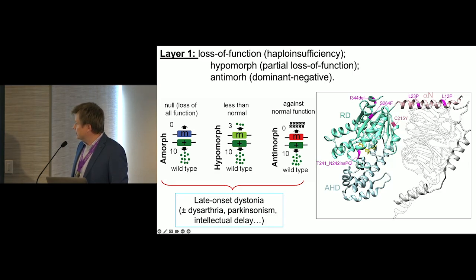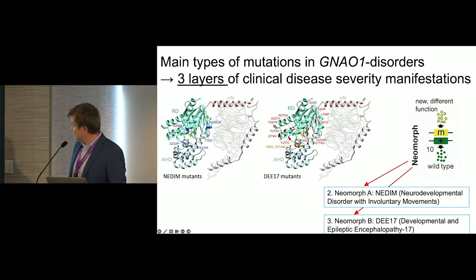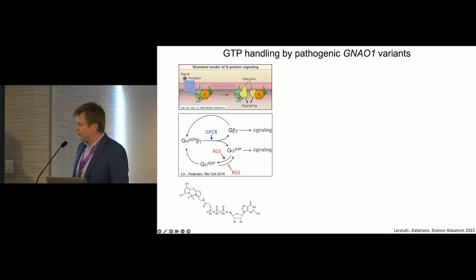So these mutations, and there are many more, of course, described by other clinicians and researchers in the field, fall into this first layer of the clinical severity of the disease. And this would also include the deletions or truncations or early stop codons. But then, what about these neomorphs? So the neomorph A or Nedim variants which we studied in my lab are plotted here. And the neomorph B, or the 17 mutations which we studied in the lab, are plotted to the right. You can see that they are quite intermingled, but what is special about them?